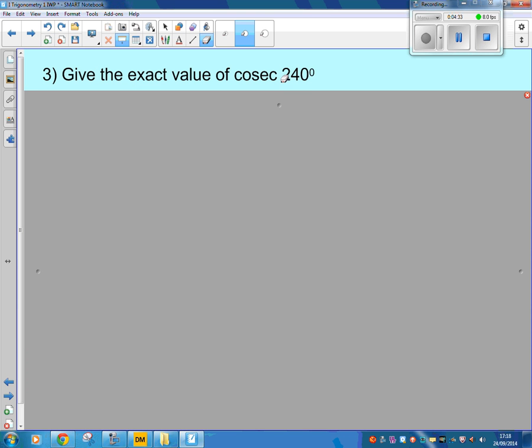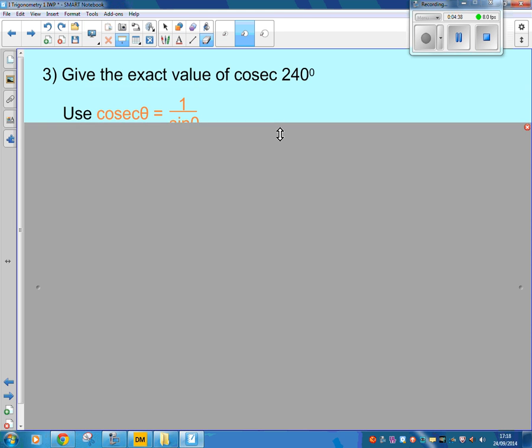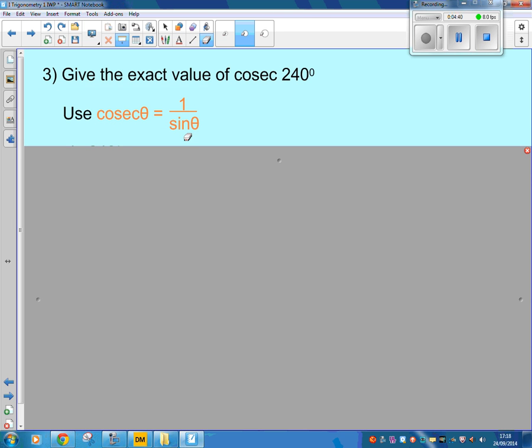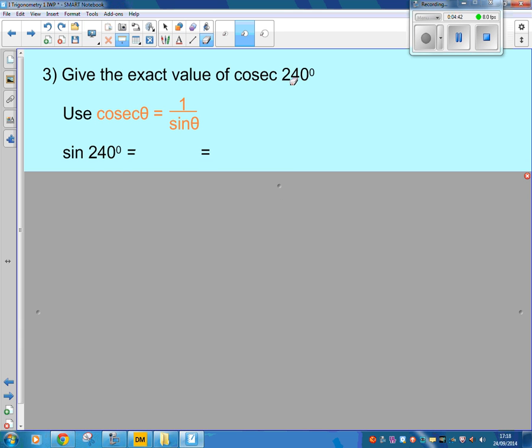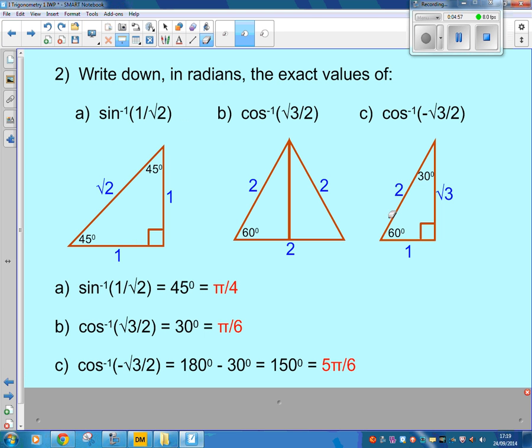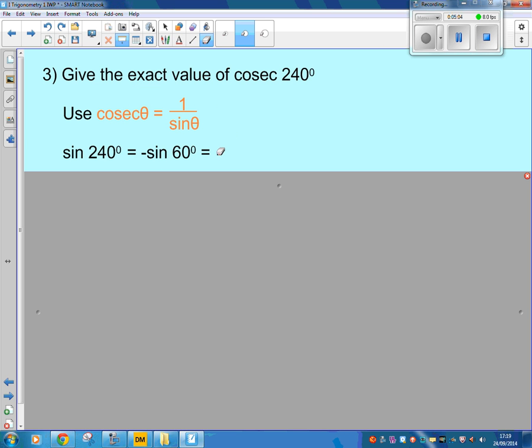Give the exact value of cosec 240 degrees. Well, cosec is 1 over sine. So you're going to be using cosec is 1 over sine. So let's look at sine 240. Well, sine 240 is minus sine of 60 degrees. Sine is negative in that position. So it's sine of 60. If we go back over here, you'll see sine of 60 is opposite over hypotenuse, root 3 over 2. So minus sine of 60 is minus root 3 over 2.